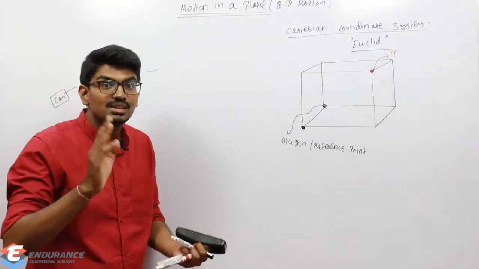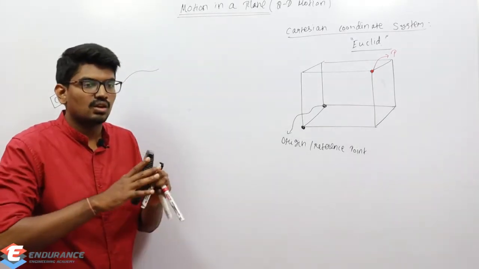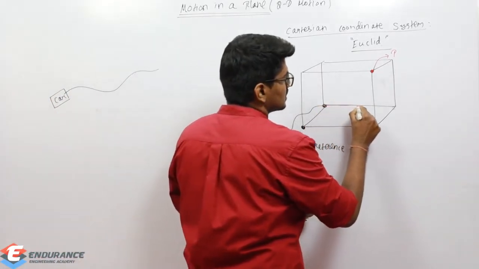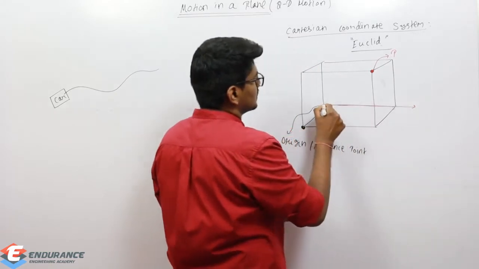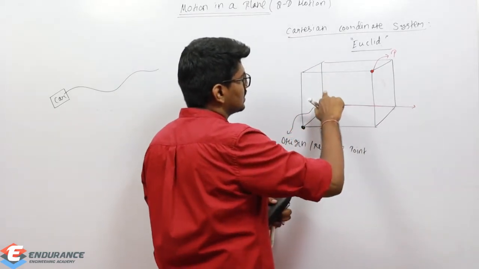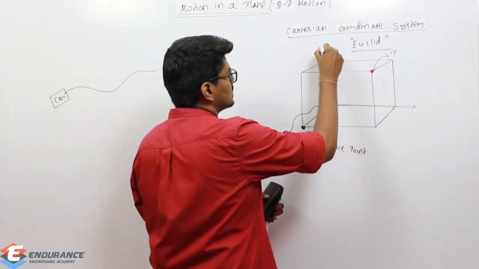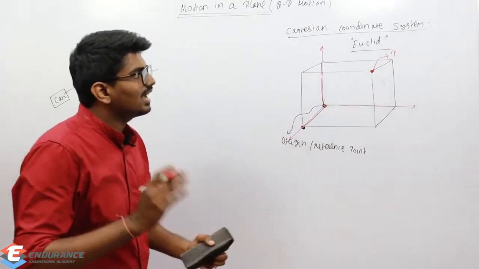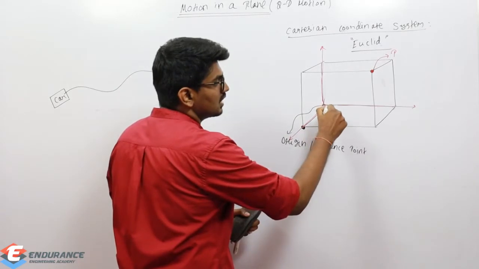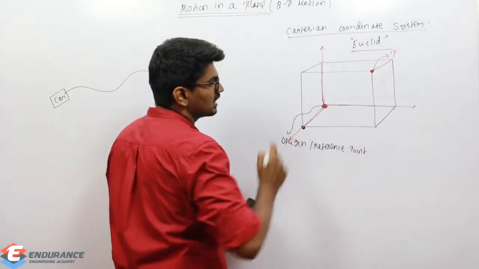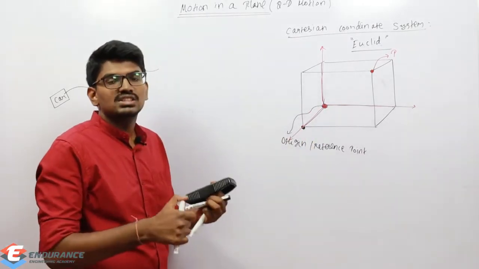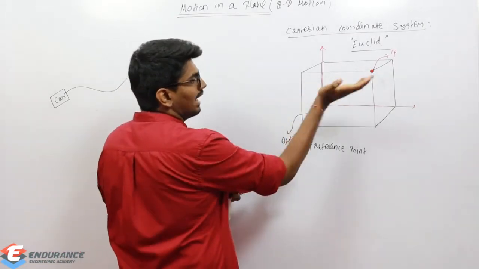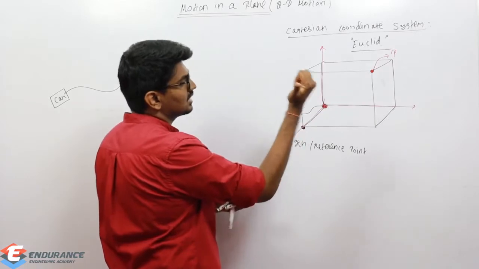What are the three edges? Three mutually perpendicular edges, that is, 90-degree angles. Three edges are there, you could see here. This is one edge, this is another edge, and this is another edge. So the three edges which are passing through the origin are your reference axes. So those are the x-axis, y-axis and z-axis.